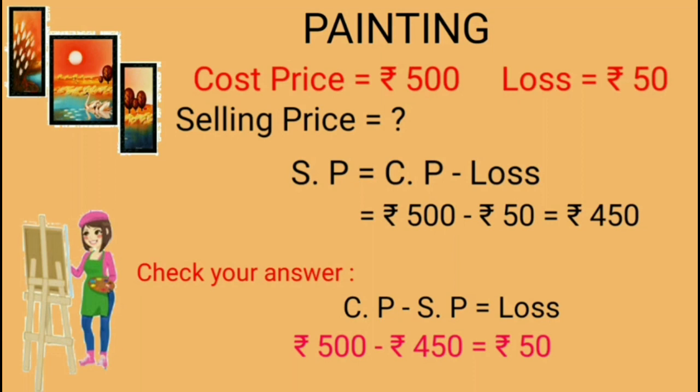Children, let us check our answer by comparing cost price and selling price of the painting. What did you observe, children? Exactly, it is loss because cost price is greater than the selling price. To find loss, subtract selling price from cost price. CP minus SP, that is 500 rupees minus 450 rupees. The difference is 50 rupees, which is loss. Children, as we already know, Sonal sold each painting at a loss of 50 rupees. It means our answer is correct.